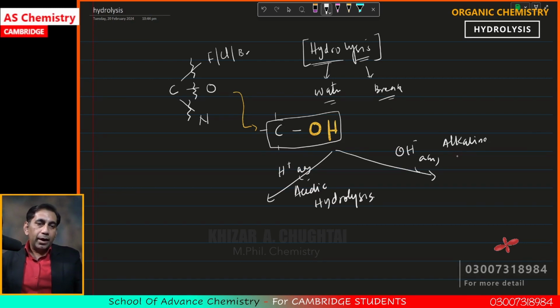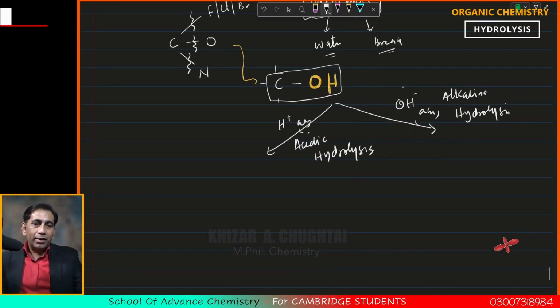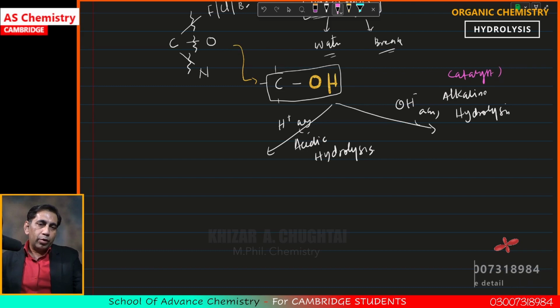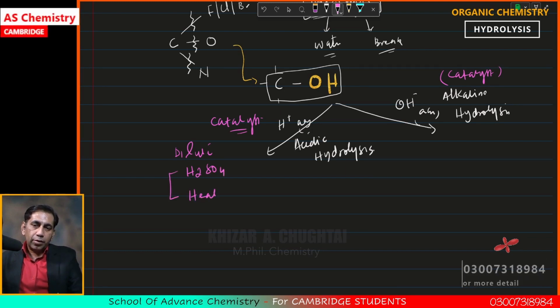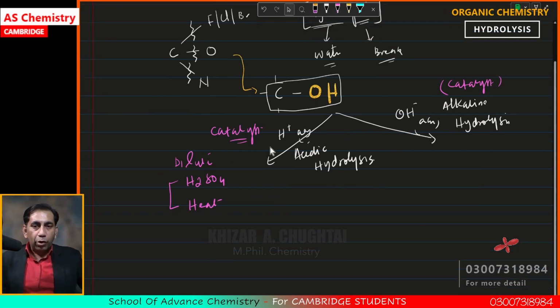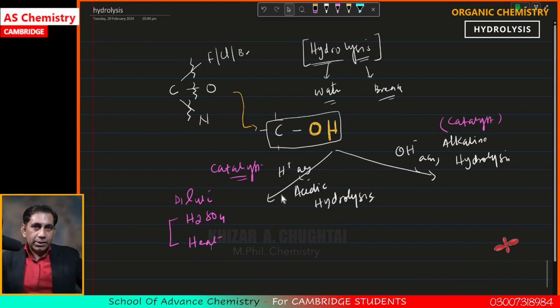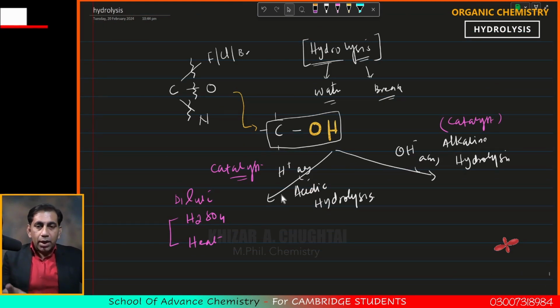This is called alkaline hydrolysis. So what is their function? This OH negative ion and H positive ion are going to act as catalysts. This H positive ion is again going to act as a catalyst. So we can use dilute H2SO4, and the condition is heat. So whenever we are going to perform acidic hydrolysis, we will use dilute sulfuric acid, and we will heat.